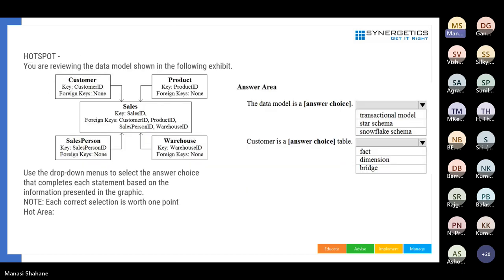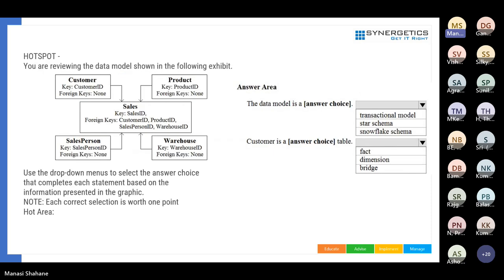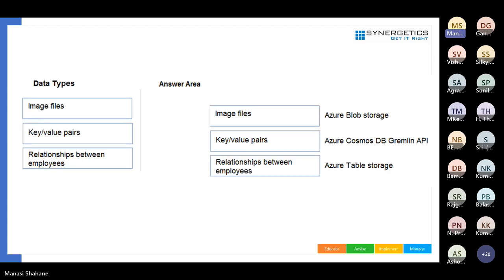Yeah. Okay. So this is the star schema that you see over here. Sales is the fact table, so all the rest become dimension tables. Then you can get some questions like these, where you have to decide what is appropriate for what. You have to just drag these and put them in the appropriate place. These kinds of questions can also come. So the answer to this is this.